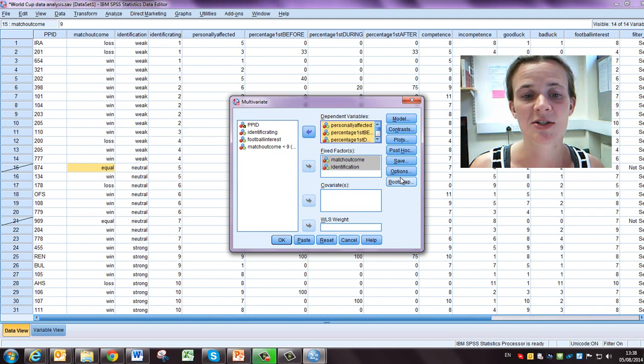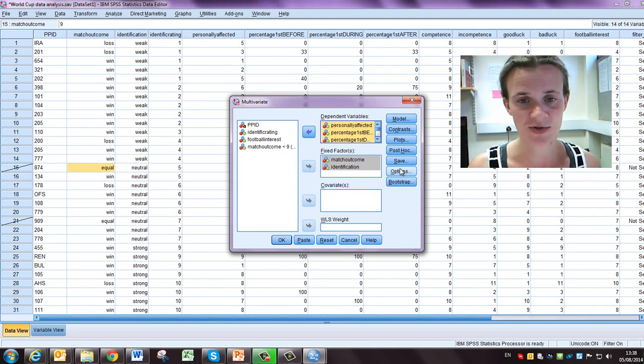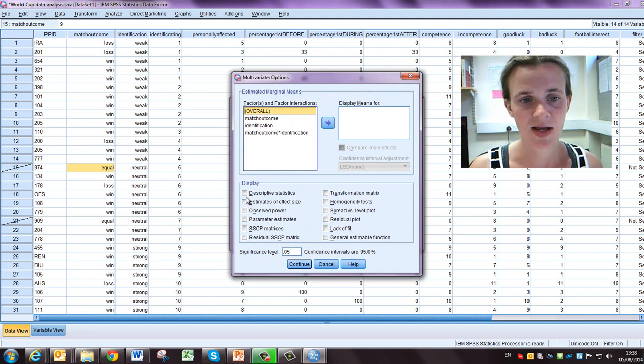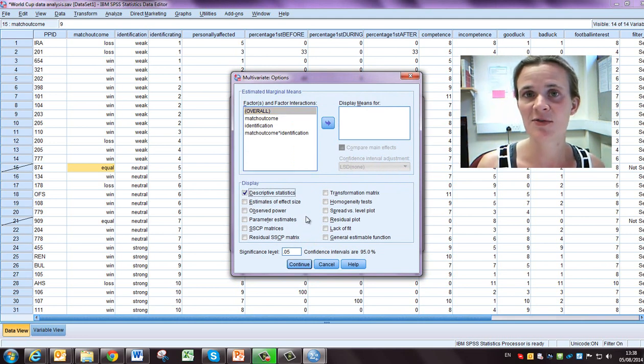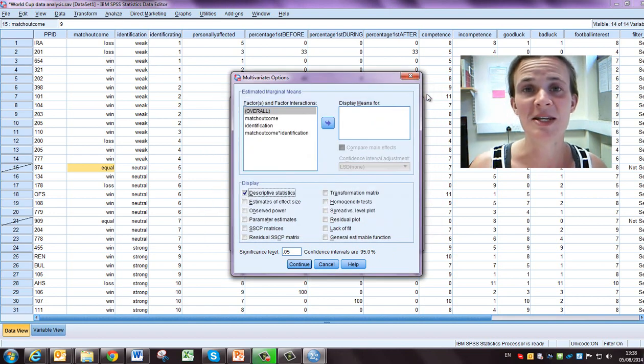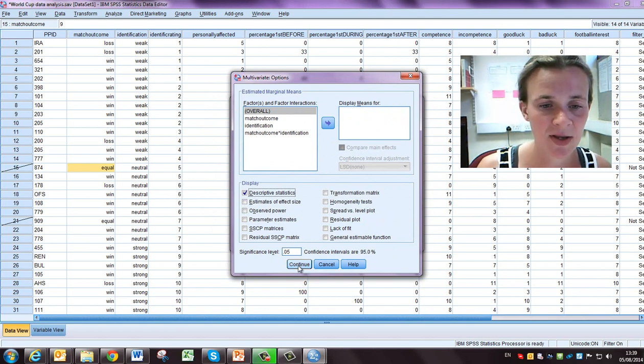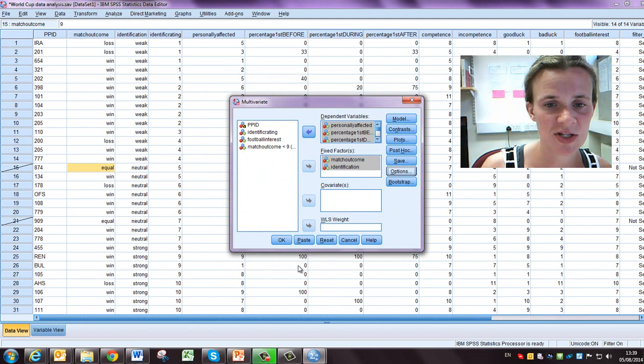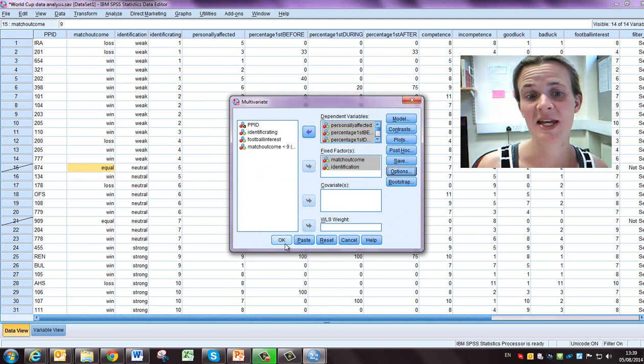What we also want is means. We can do plots later, so you go to options, and if you click descriptives, that gives you the means and the standard deviations. What do you want from me? Go away. It's just me talking to the computer. So you don't need to do anything with that, just click descriptives. Continue, and then we hit OK. This is the moment of truth.